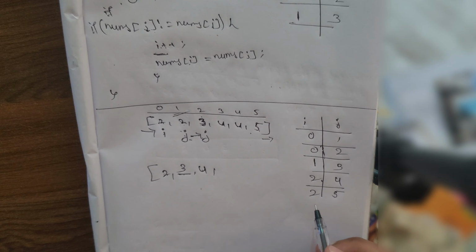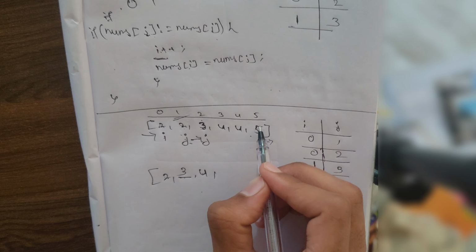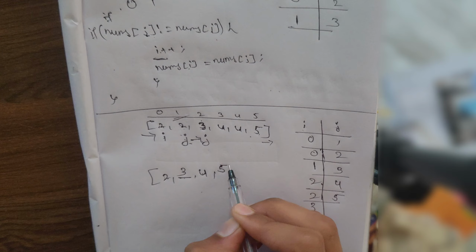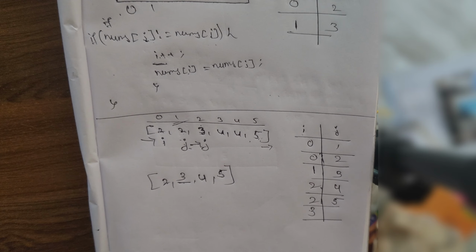So I am going to increment the value of I, right? And then after that I am placing 5 in the ith location, the index of the previous unique element. So this is how we are going to remove the duplicates from the sorted array.